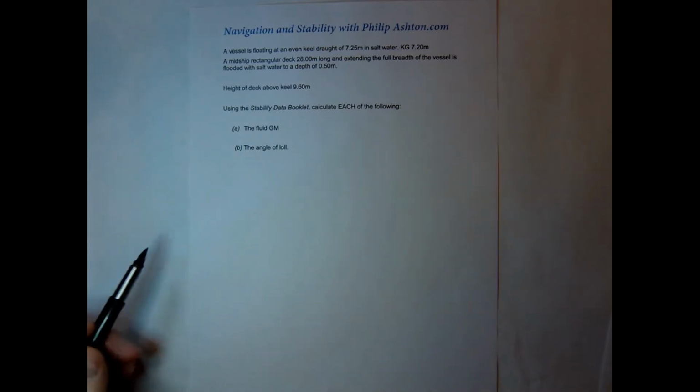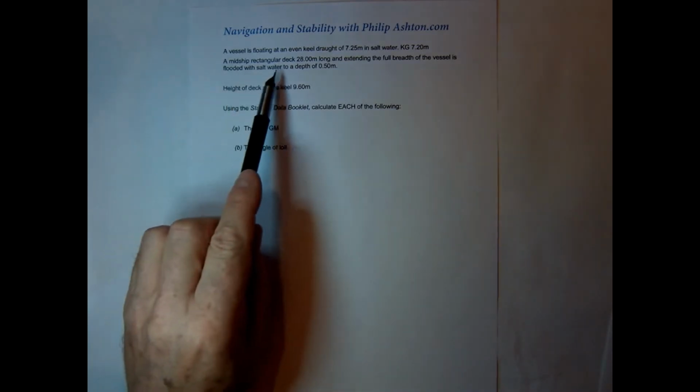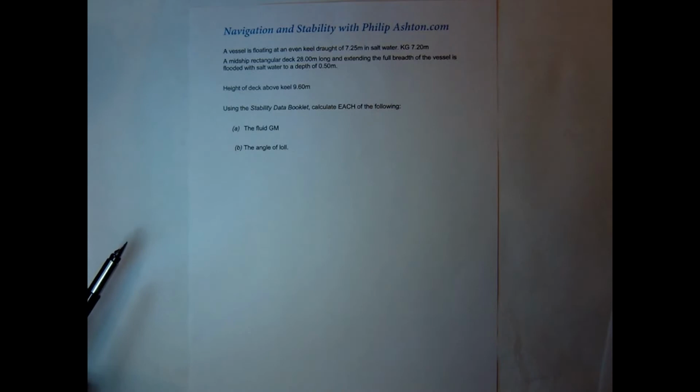In this problem we're told we're floating at an even keel draft in salt water, with a midship rectangular deck, length and extending the full breadth of the vessel, and it's flooded with salt water to a depth of 0.5. The height of the deck above the keel is 9.6. Using our data booklet, calculate the fluid GM and the angle of loll.